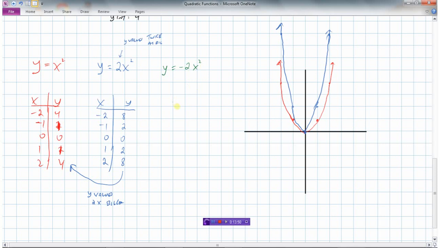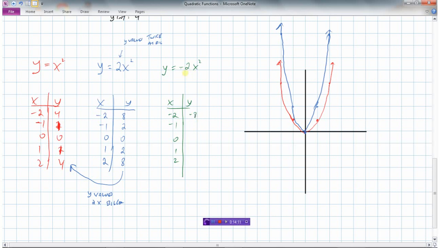What if we did something like this? y equals negative 2x squared. What if we made that a negative? Well, we could do a table of values again. We could put in the same ones. When x is negative 2, negative 2 squared is 4, but now we have to multiply 4 by minus 2. So this is going to be minus 8.